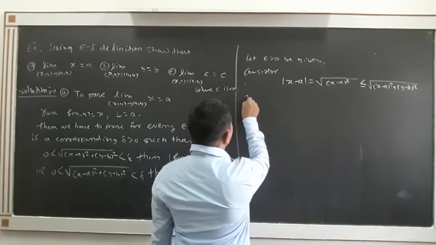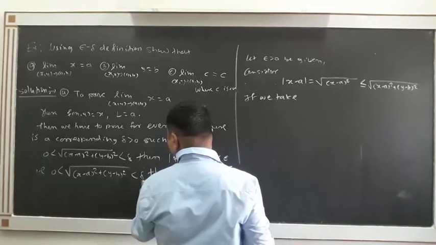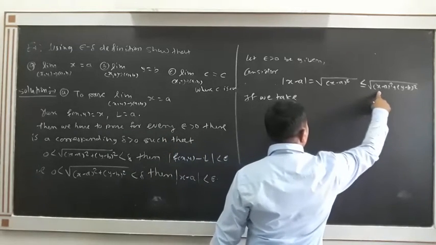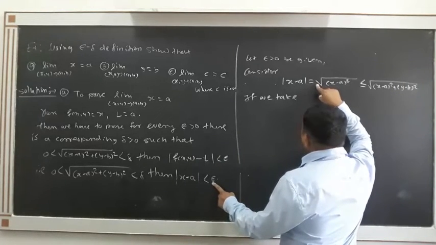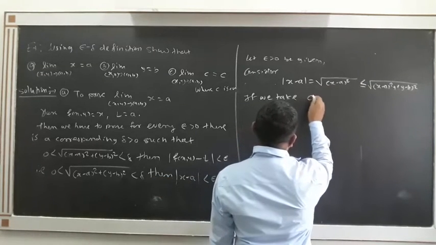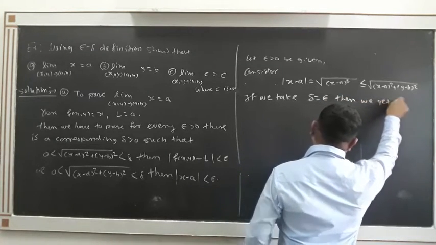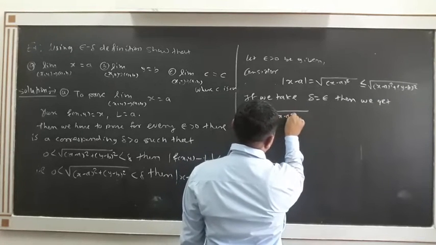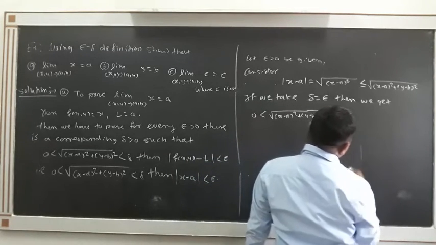Now, this delta is what we have to find. So this quantity is there, and mod of x minus a should be less than epsilon. So epsilon must be equal to delta. If you take delta equal to epsilon, then we get 0 less than the square root of (x minus a) square plus (y minus b) square is less than delta.